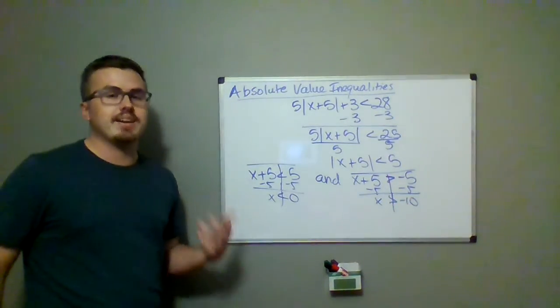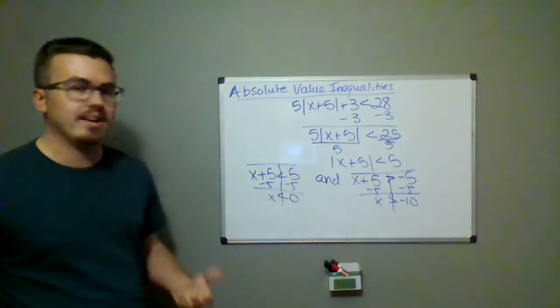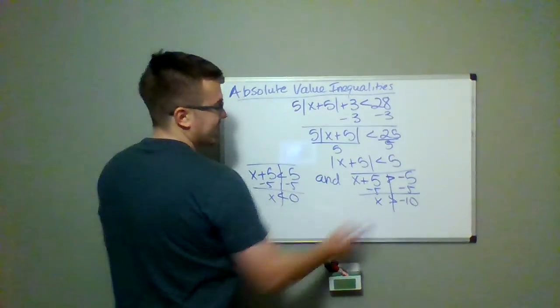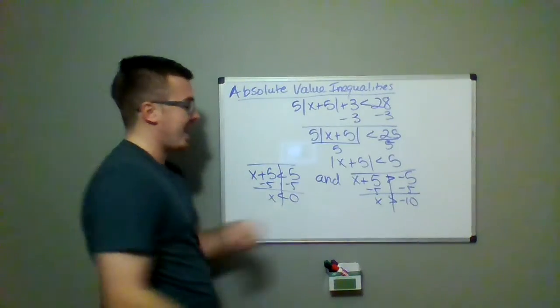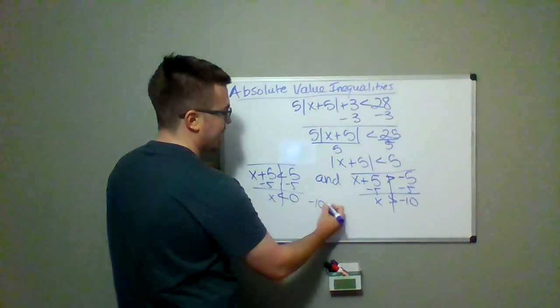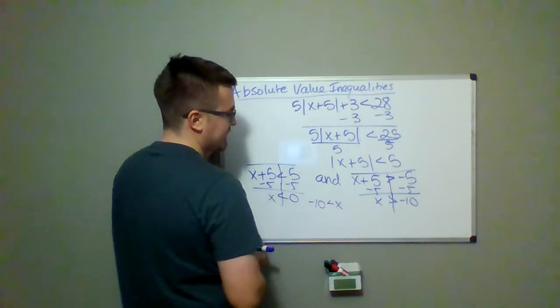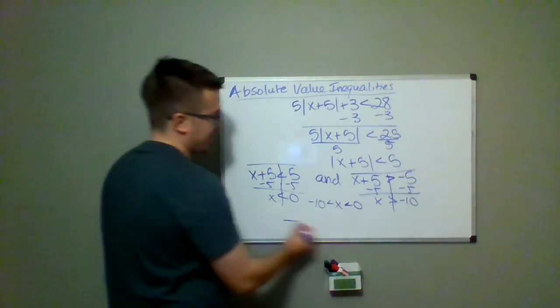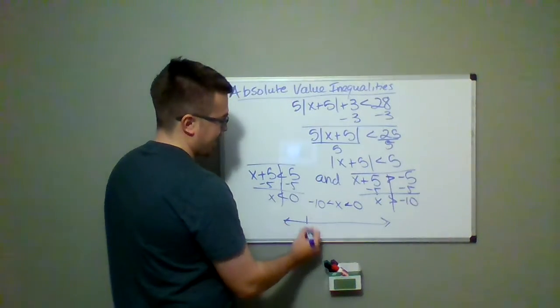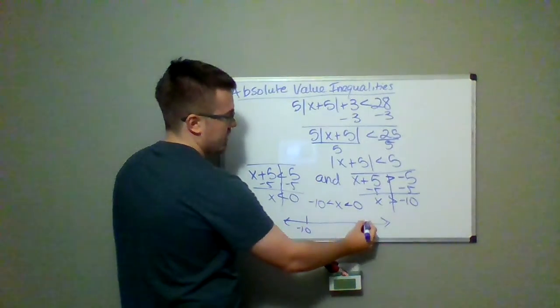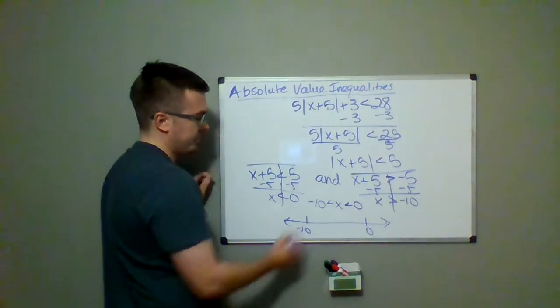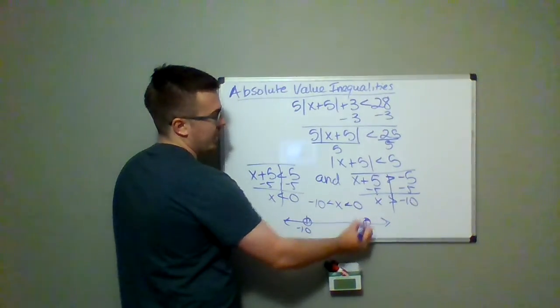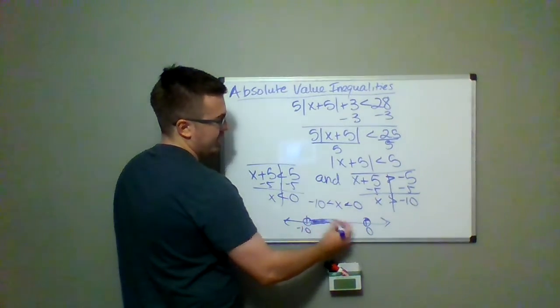Then if we wanted to combine it into one inequality, we know that it's greater than negative 10, so this is an and problem, so we've got negative 10 is less than x, which is less than 0. Then on a graph, we've got negative 10 over here, 0 over here. It would be an open circle on both and shaded in the middle.